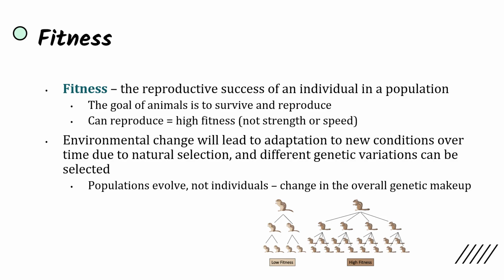And environmental change can lead to adaptation to new conditions over time. So if the environment changes, that means an individual with a certain trait that may have been advantageous in the old environment is no longer advantageous. And now a different trait is going to be more beneficial. And so the organisms with that trait are the ones that are going to survive and reproduce. And so over time, the population is going to change. There's going to be a change in the overall genetic makeup. And the most important thing to note here is that populations evolve, not individuals. Over time, the makeup of a population can change, but the individual itself is not going to change.